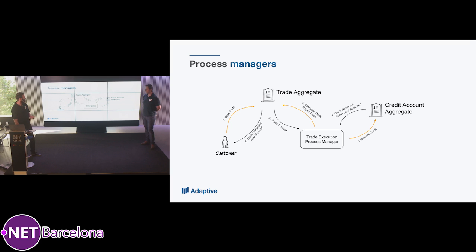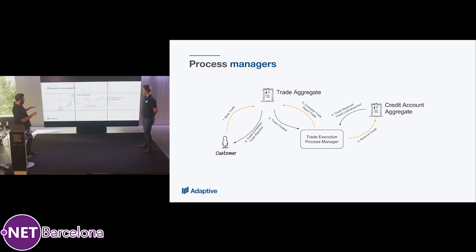So we can check whether we have enough credit available. If we do, then as a result of applying that command, the credit account aggregate will raise a credit reserved event. If not, it will raise a credit limit breached event. And our trade execution process manager is also interested in those two events because it will respond to that event and then send a command saying to either complete or reject the trade. And then in response to that, the trade aggregate will raise those two corresponding events, trade completed or trade rejected.